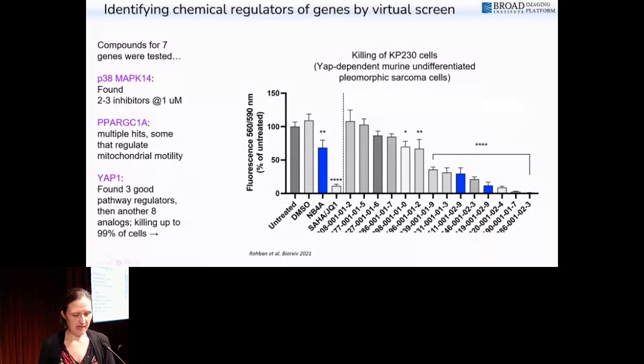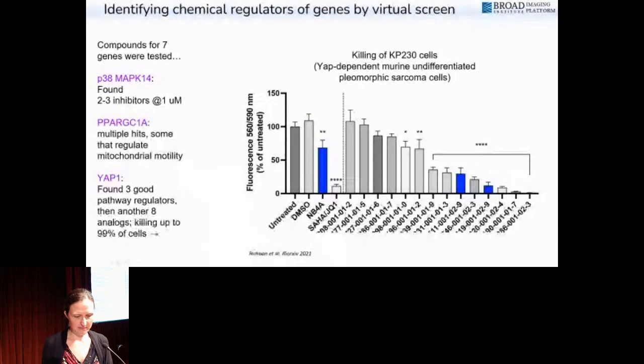YAP1, we found 3 really good pathway regulators that are shown in blue in the plot. And the assay here, where we were testing them, was to see whether these compounds could kill YAP-dependent sarcoma cells. Sarcoma is a really nasty kind of cancer that has a poor prognosis. And being able to kill these cells specifically without killing the rest of the human cells would be a really big strength. And so we found not just those 3 original hits, but then some chemical variants of those hits. We found some even better ones that really do a great job of killing these sarcoma cells. And we're hoping to follow this up with the National Cancer Institute program to further develop these compounds for sarcoma.